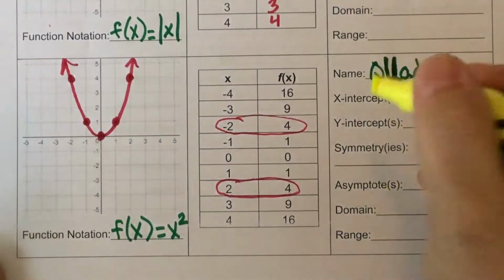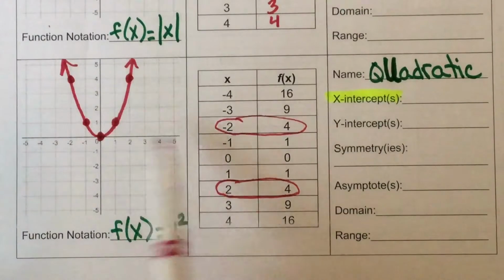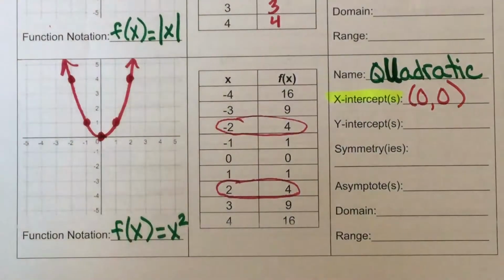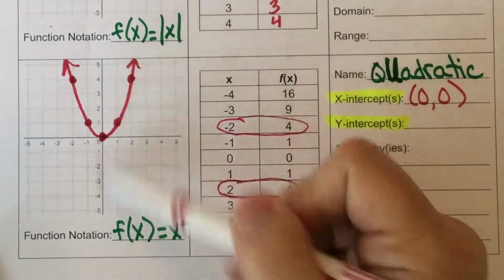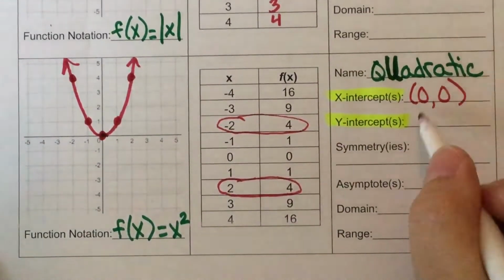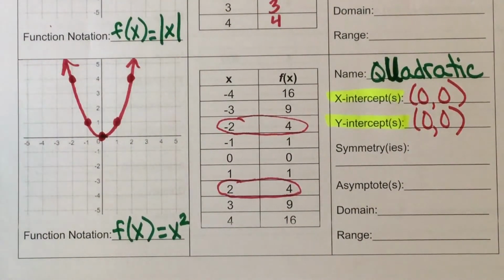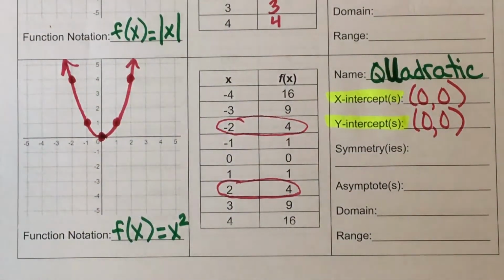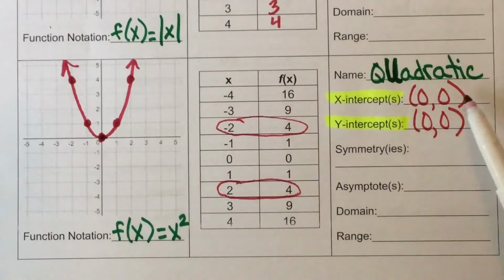All right, x-intercept. This is where the graph touches the x-axis. And the graph is touching the x-axis right here at 0, 0 again. And y-intercepts. This is where your graph is touching the y-axis. And the graph is touching the y-axis right there at 0, 0. And that happens a lot with your parent functions because the parent function has its vertex at 0, 0. Typically, that's how most of the parent functions go. There are some exceptions, but typically if it's a parent function, the vertex will be at 0, 0, which means the x-intercept and the y-intercept are also at 0, 0.